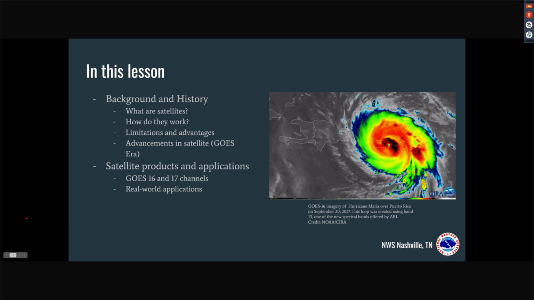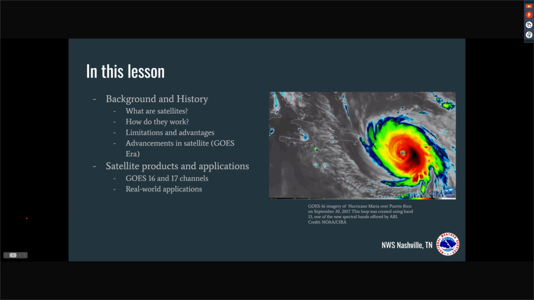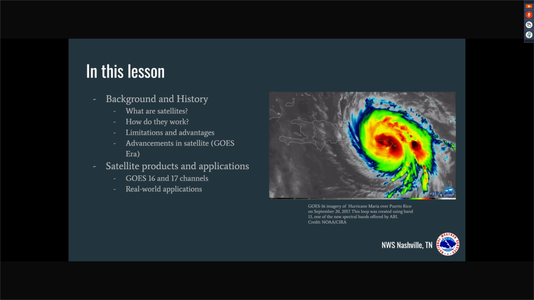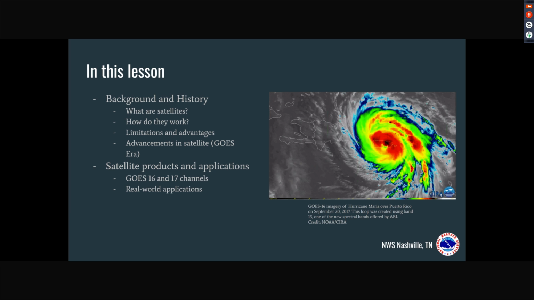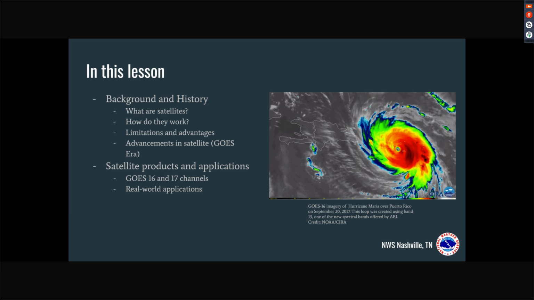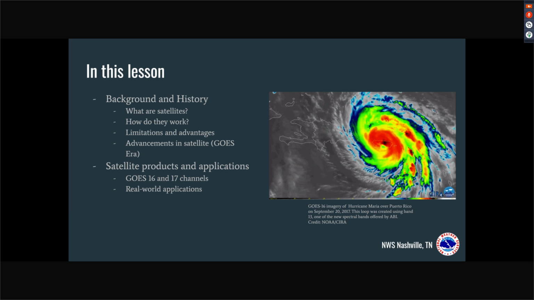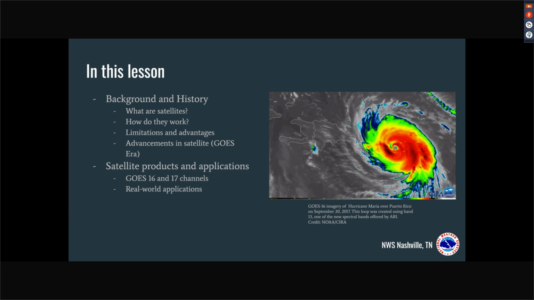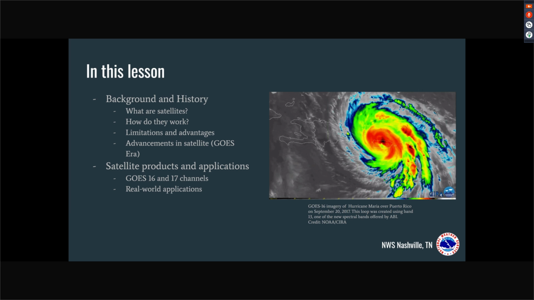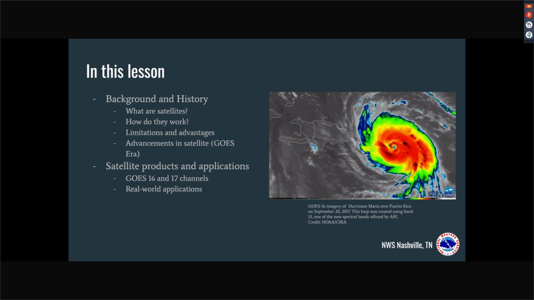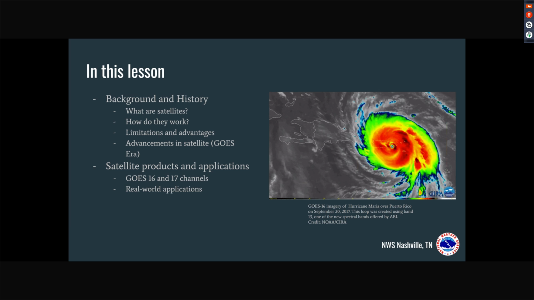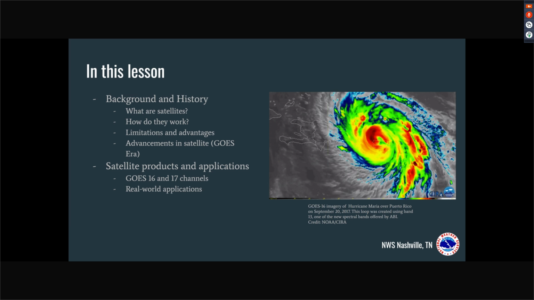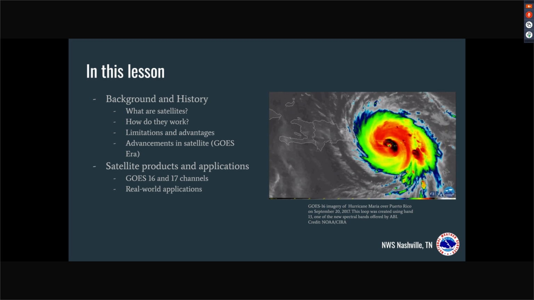In this class, we're going to be going over satellites and some of the background and history of satellites, as well as some of the products and applications. I wish I could go over a ton of stuff about satellites, and people in college these days take entire semesters' worth of classes just covering satellites. But unfortunately, I only have an hour with you tonight, so we'll be primarily focusing on our GOES 16 and 17 satellites that we're currently using.